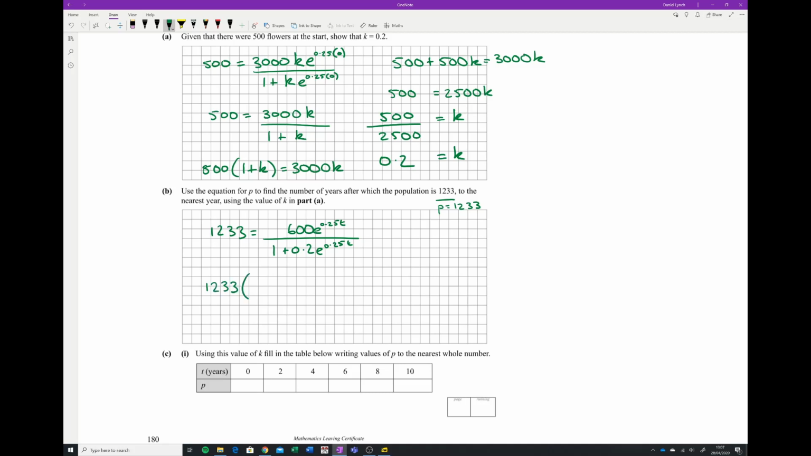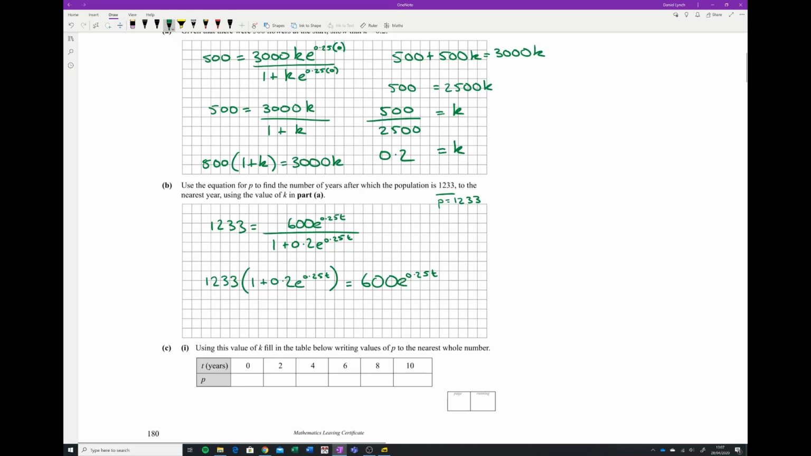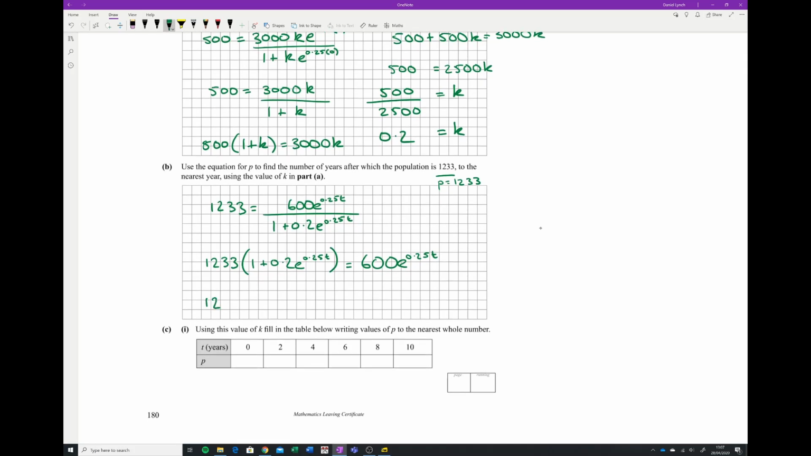1.233 times 1 plus 0.2 e to the 0.25t is equal to 600 e to the 0.25t. So we get 1.233 plus 1.233 times 0.2, which is also multiplying e to the 0.25t. You can put the bracket there, or since they're all multiplying, you can put it there.